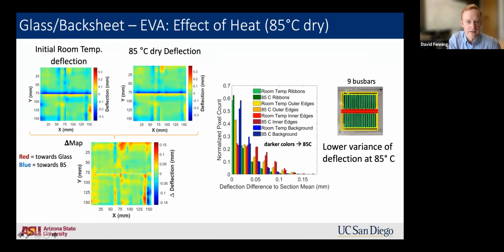If we look at the room temperature deflection and compare it with the 85°C deflection, we see in general that the extremes of color in this 85°C deflection map are relatively reduced. Some of this deflection distribution has narrowed. We can also take a look at the difference map to see where this has occurred. And we can see that actually some of this is occurring periodically, arising from those bus bars. I'd note that the red colors indicate a deflection toward the glass, and the blue color a deflection away from the glass or toward the backsheet in these glass backsheet modules.